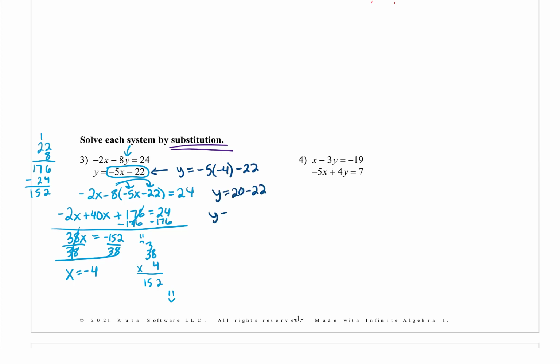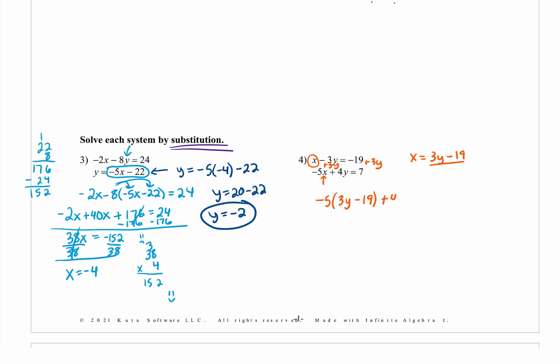20 minus 22 is -2. And I forgot to write this one as a point, but I remember to do that later, like at the end of number 4. So on 4, we don't have one solved for x or y, so we have to do that work ourselves. So the easiest thing to do is to pick this x in the first equation because it doesn't have a number in front. So I get x equals 3y minus 19, and I plug that into the second equation.